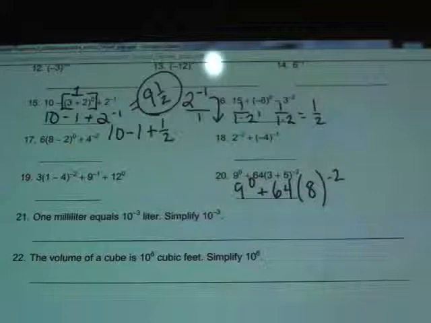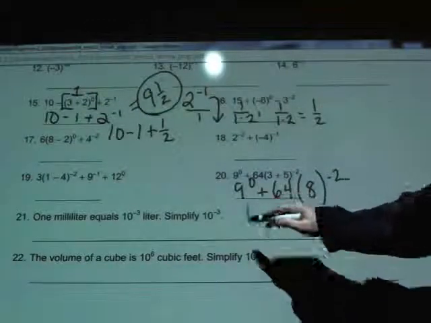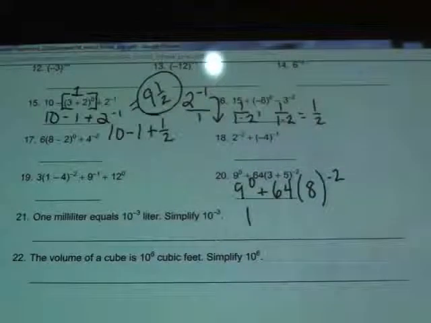Okay, so I took care of parentheses. The next step would be exponents. Well, I have two of them, the one in the front and the one in the back. The one in the front, though, that's really the easy one because it's to the 0th power. That's going to become 1. Again, anything to the 0th power always equals 1. Now, 8 to the negative second power, that's the thing we're going to have to work on.